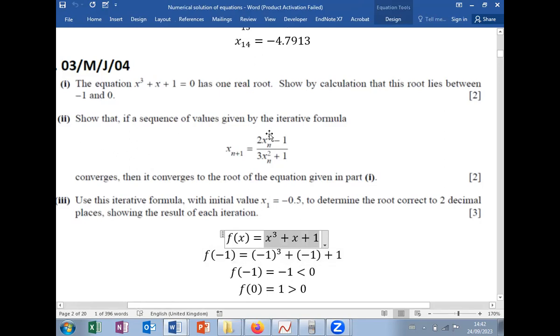Part 2, show that if a sequence of values is given by the iterative formula. Now, the question has provided us with the iterative formula, and we'll be only using the iterative formula in the third part. The second part, we'll be proving that this iterative formula is the same as this equation. And how are we supposed to do it?